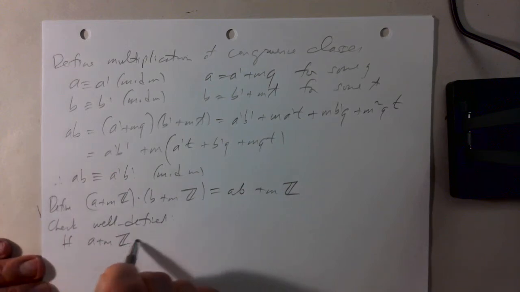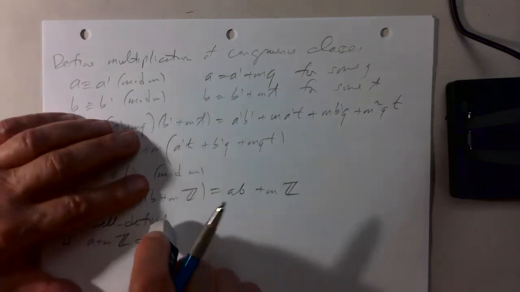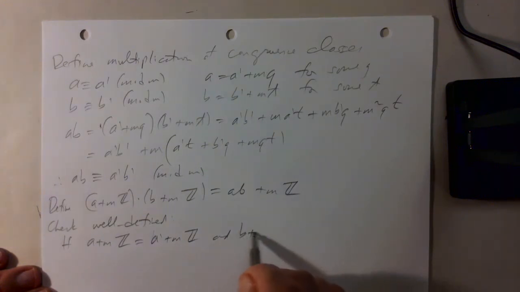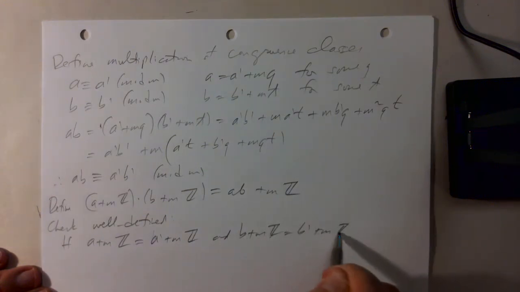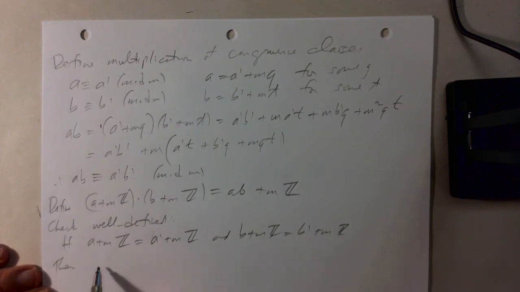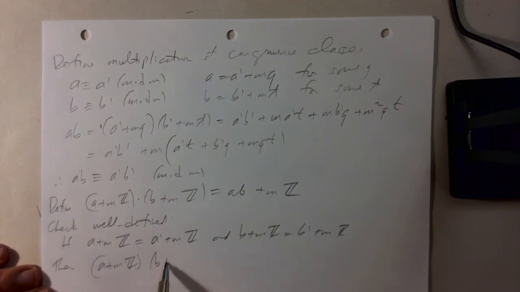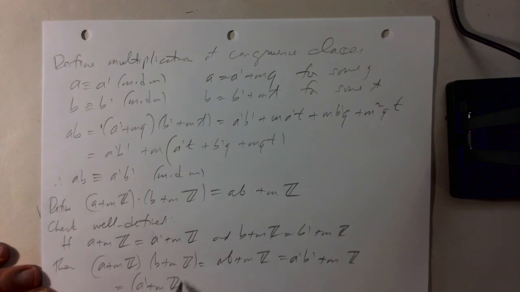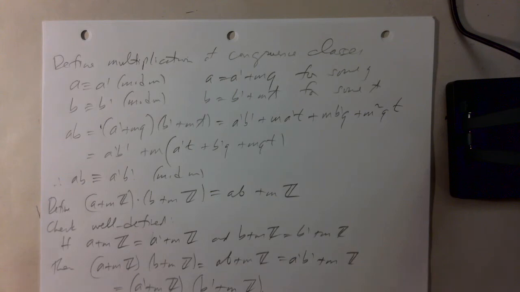I'm really just repeating the same argument. If a plus mz equals a prime plus mz and b plus mz equals b prime plus mz, then a plus mz times b plus mz is ab plus mz, but ab is congruent to a prime b prime. This is a prime b prime plus mz. So this is a prime plus mz times b prime plus mz. So we have a consistent way to multiply congruence classes.